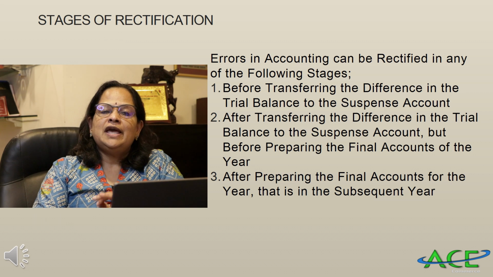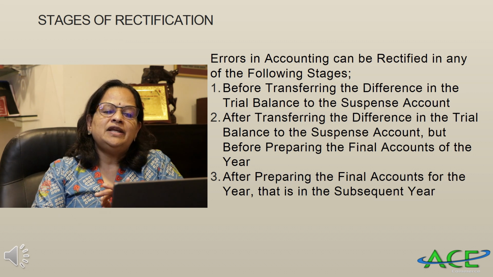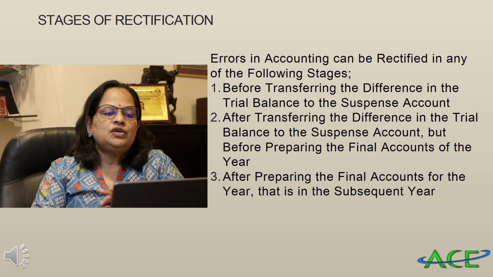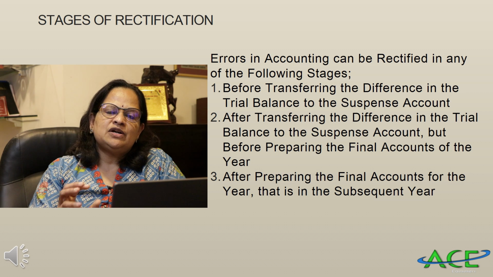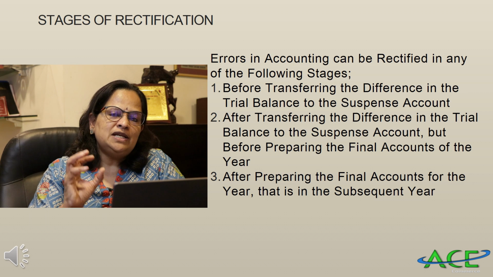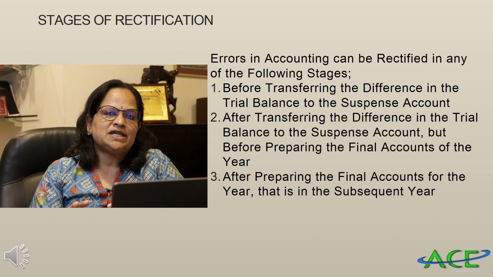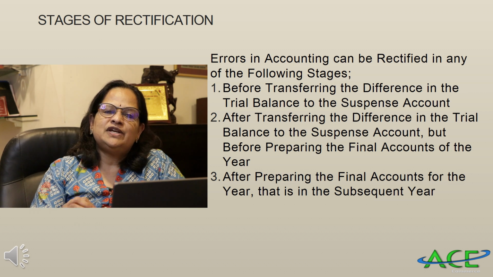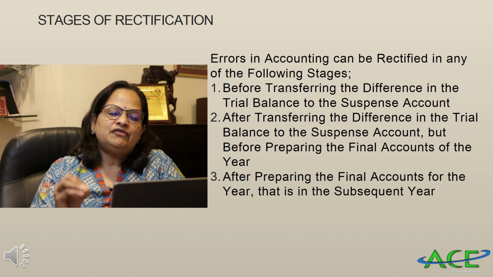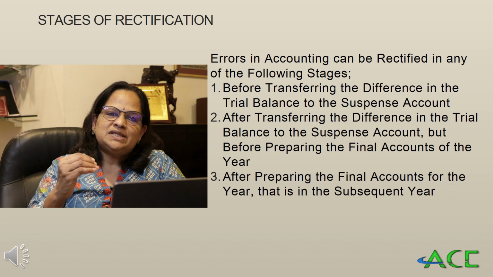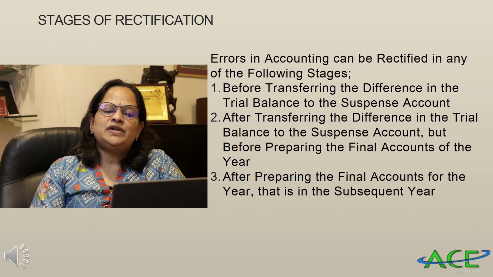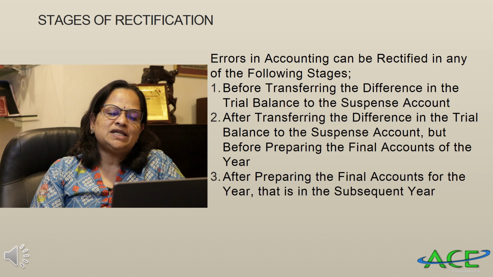One thing you have to remember: errors in accounting can be rectified in any of the following stages. The first point is before transferring the difference in the trial balance to the suspense account. I told you the suspense account is only a temporary arrangement. Till we locate the error, we will keep the suspense account. So the first step in rectification is before transferring the difference in the trial balance to the suspense account. The second stage is after transferring the difference in the trial balance to the suspense account, but before preparing the final accounts of the year.